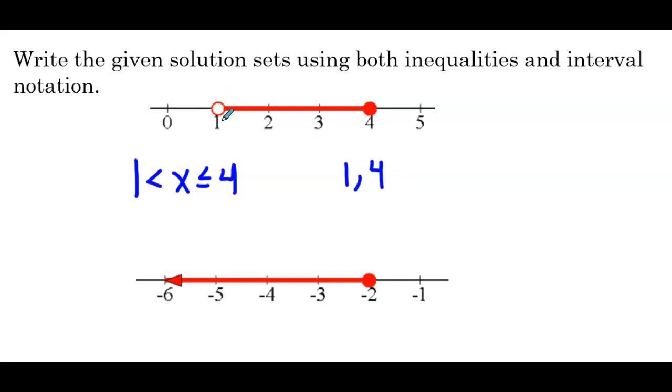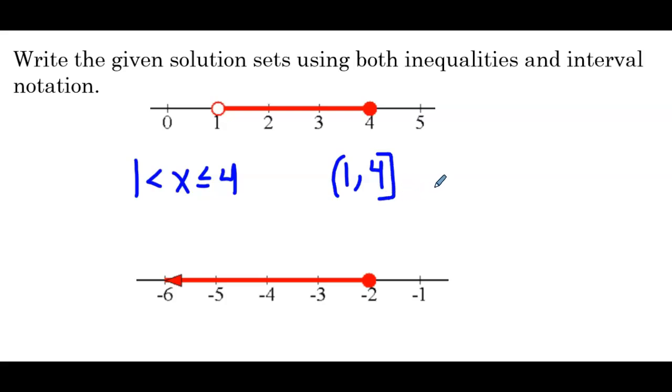Now 1 is an open point, so we don't have equality, right? 1 is less than x. So we're going to put a parentheses on the left of the interval. And then 4, we do have equality, right? Less than or equal to. So we're going to put a bracket on the right.